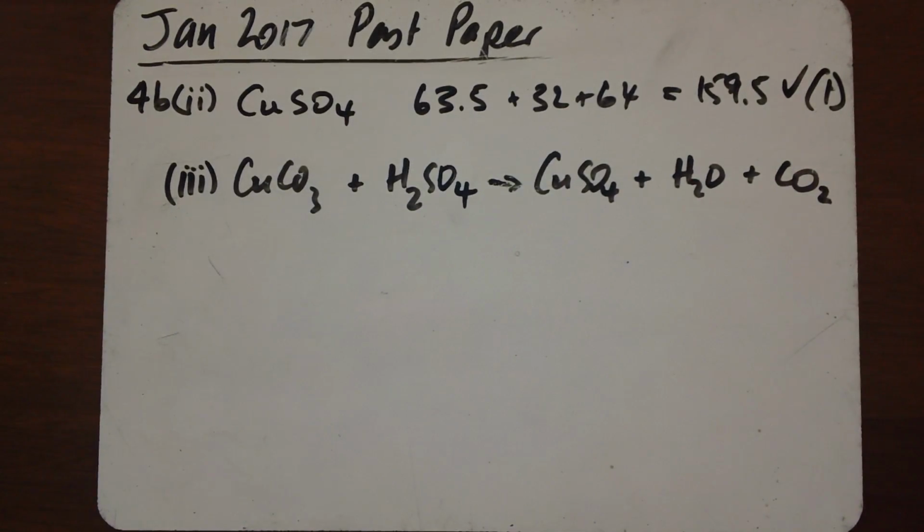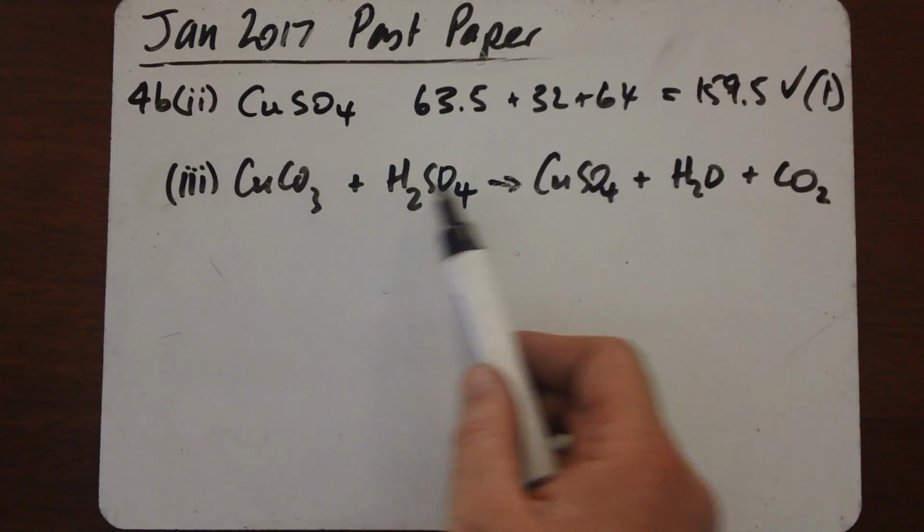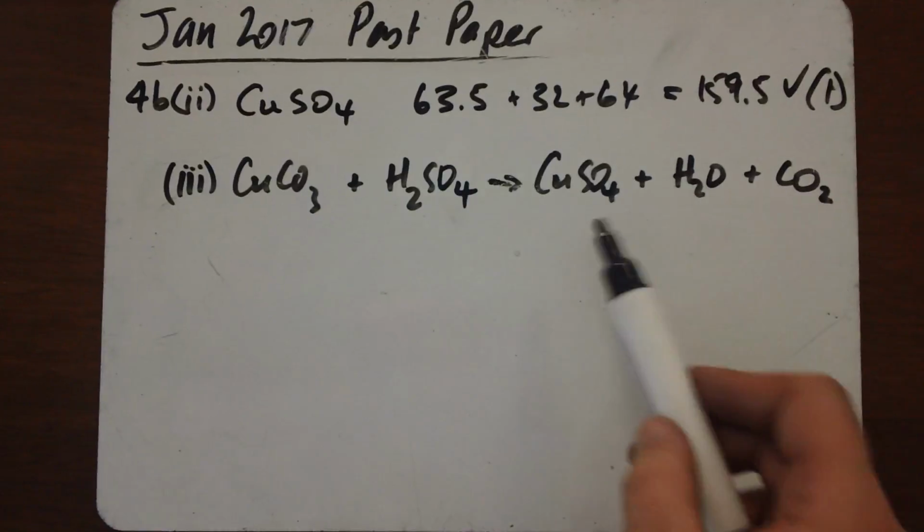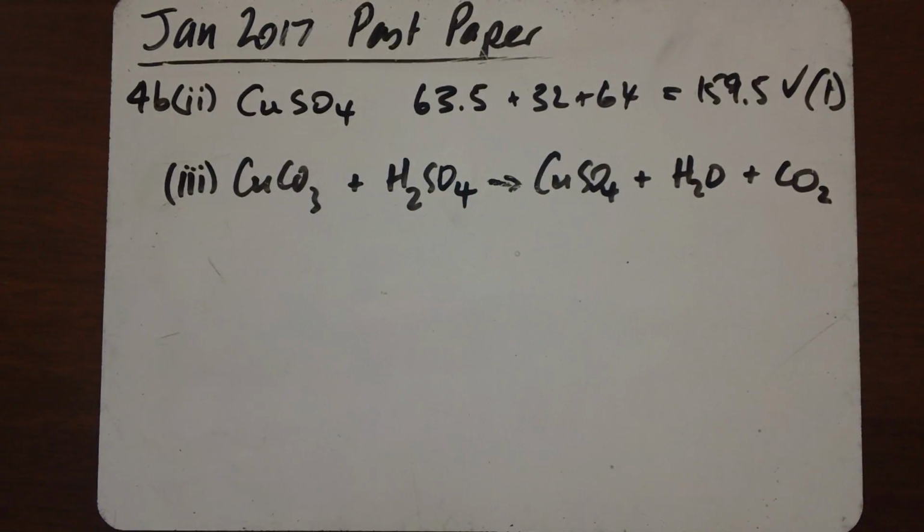Next question, 4b part 3. Calculate the mass of copper carbonate required to give 3 tons of copper sulfate. Assume 100% yield. What that means, that 100% yield, is that all of the copper carbonate gets converted into copper sulfate, water and carbon dioxide.